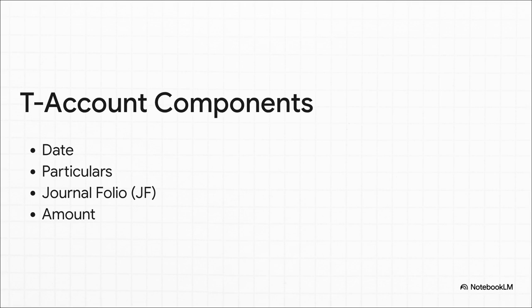A folio literally just means a page number. See, before any entry ever makes it into this summarized T account, it's first recorded chronologically in a primary journal. So the JF column acts as your ultimate audit trail. It ensures you can always trace a summarized number right back to its root transaction. It makes error checking incredibly efficient.